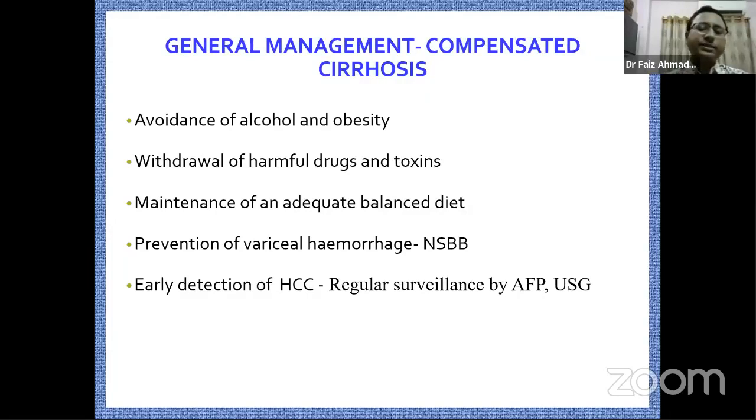Therefore, one of our strategies or aims in patients with cirrhosis is to keep the patient on regular surveillance so that we can detect any hepatocellular carcinoma at an early stage. So what we do for that is we ask the patient to do alpha fetoprotein, a tumor marker, and ultrasound of the liver at 6 months interval. This is very important.